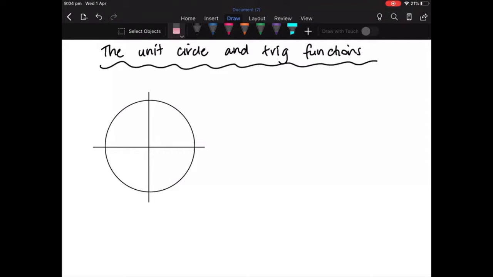Hello, so we're looking at the unit circle and how it can extend our definition of trig functions. What we know about trigonometry is that we can use this little acronym, SOHCAHTOA, to help us calculate the lengths and missing angles in right-angled triangles, but it only works when our reference angle is greater than 0 and less than 90. Okay, so it has limitations.